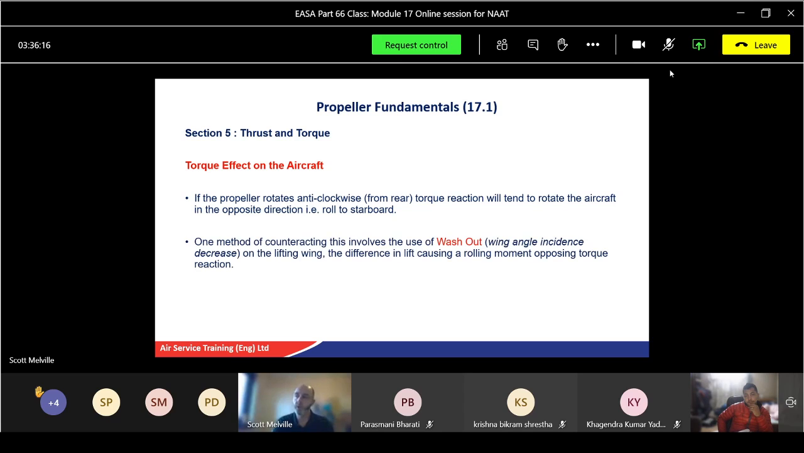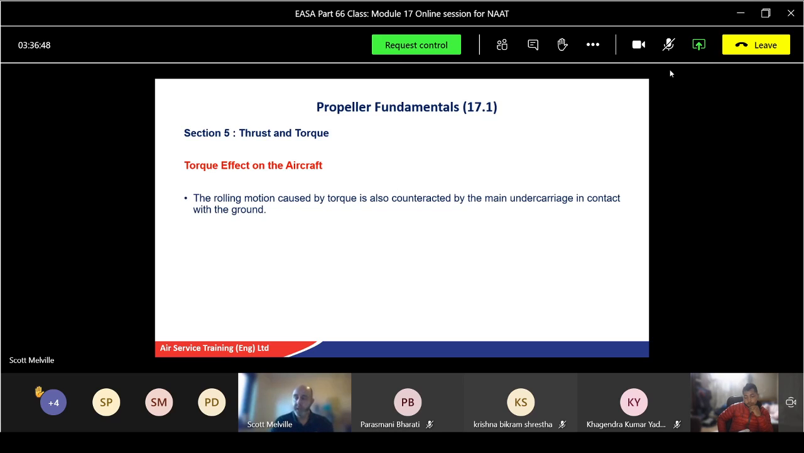So one method to counteract that involves the use of washout. Like we saw before, your wing angle of incidence, the twisting of the wing, and its effect on lift. The difference in lift will cause a rolling motion, causing the opposite reaction. And that will counter it. Again, that's down to the designers of the aircraft and propellers, the engineers who design the stuff to balance all this out so the aircraft just flies straight and level. Okay, we're just the ones that fix it when it goes wrong.